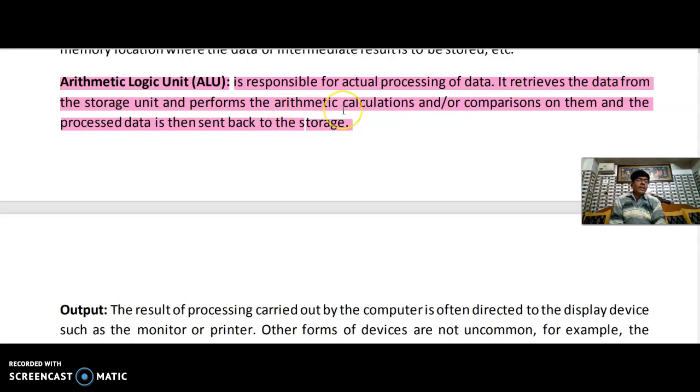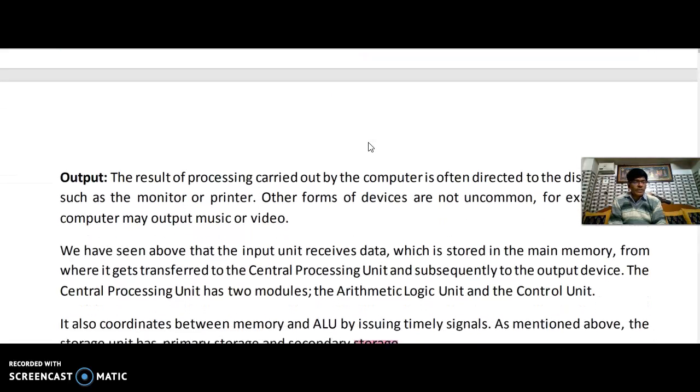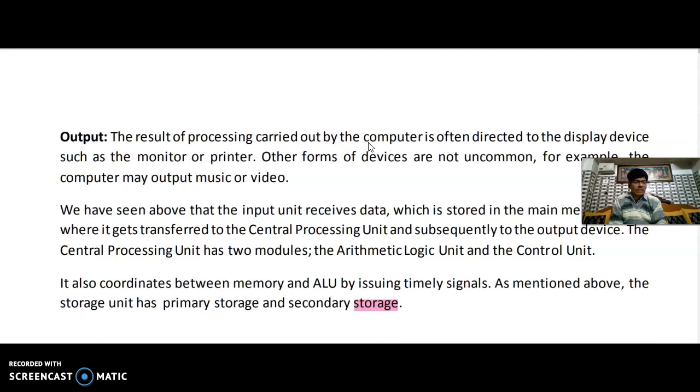And the logical part, the decision-taking part, is done by the logical unit. So the ALU is responsible for the actual processing of data. It retrieves the data from the storage unit and performs arithmetic calculations or comparisons on it, and the processed data is then sent back to the storage. So that is the functionality of the ALU. That means any calculation function is done by the ALU. Any decision-making work is done by the ALU. ALU plus control unit is termed as the CPU.